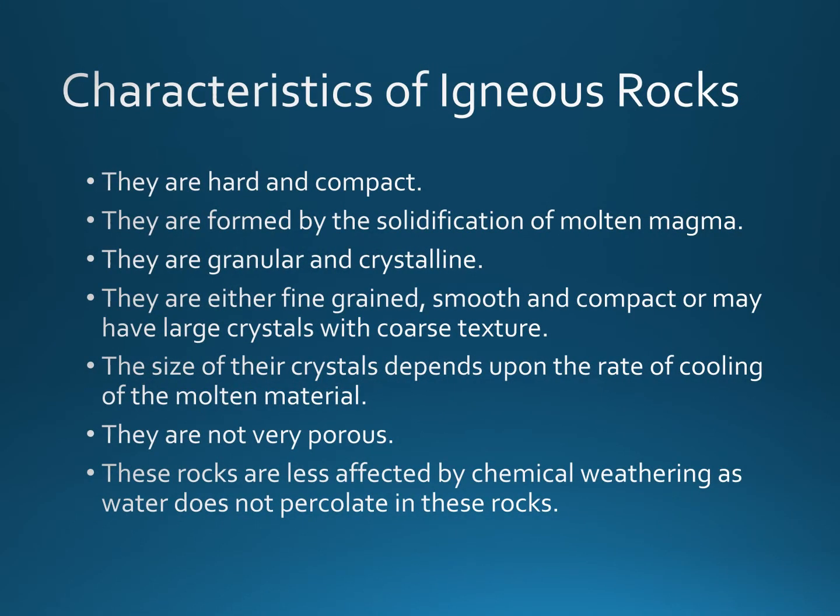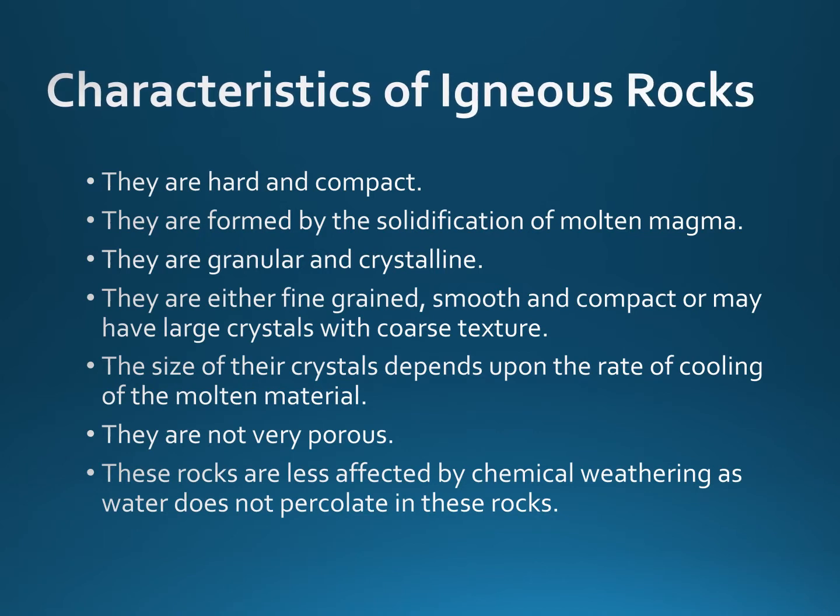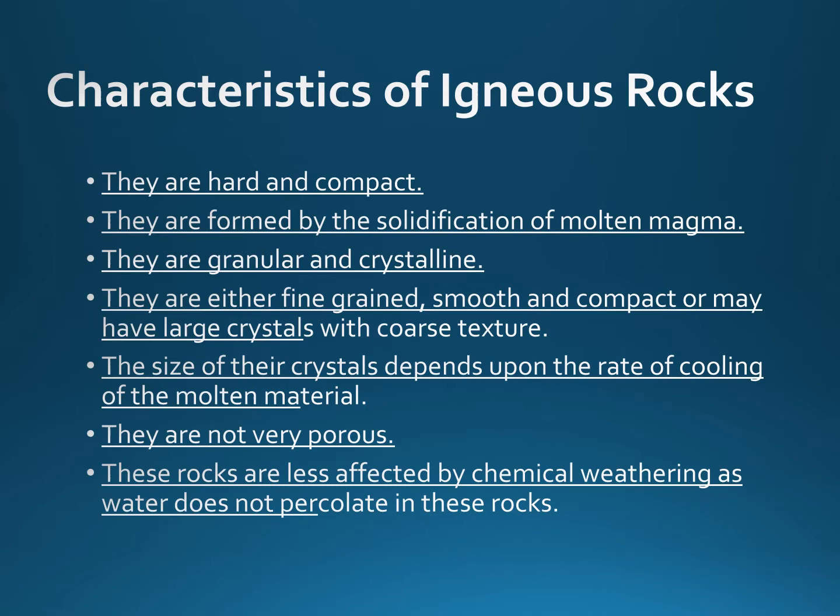Now, let's have a look at the characteristics of igneous rocks. They are hard and compact. They are formed by the solidification of molten magma. They are granular and crystalline. They are either fine-grained, smooth and compact, or may have large crystals with coarse texture. The size of their crystals depends upon the rate of cooling of the molten material. They are not very porous.